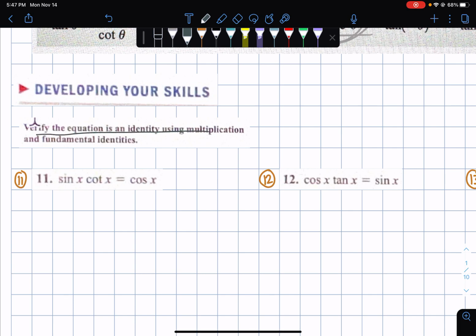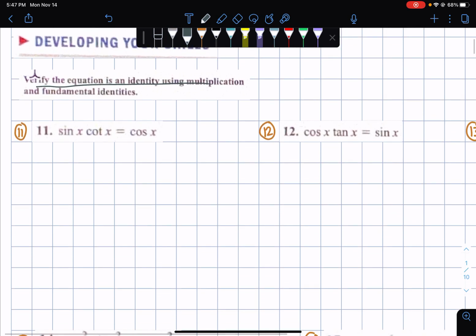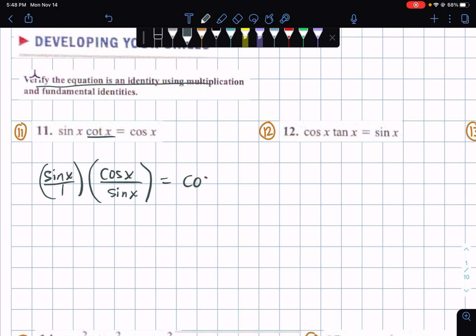Verify if the equation is an identity using multiplication and fundamental identities. So for number 11, we have sine x cotangent x is equal to cosine x. So just write sine x. Cotangent can be equal to cosine x over sine x. So what we want right now is to cancel like terms, and as you can see, as simple as that, you found your final answer. You have now verified that the two sides that compose the equation are equal to each other. So that's it. Verify the equation.